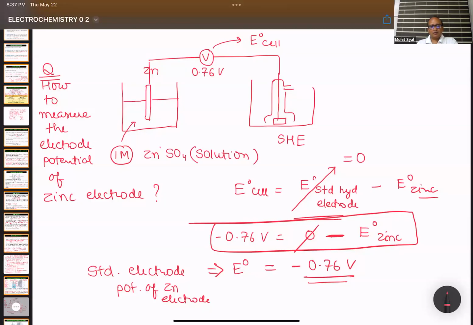Is it clear? So, Jasleen, have you understood how you are going to use the standard electrode potential? How you are going to measure the standard electrode potential using the standard hydrogen electrode? Is that clear? Yes, sir. Okay. So we have arbitrarily assigned it a voltage of 0 volt. Now we don't have to deal with two variables.